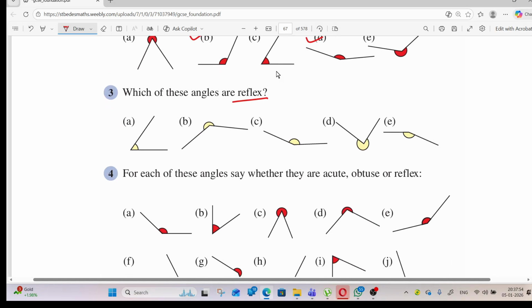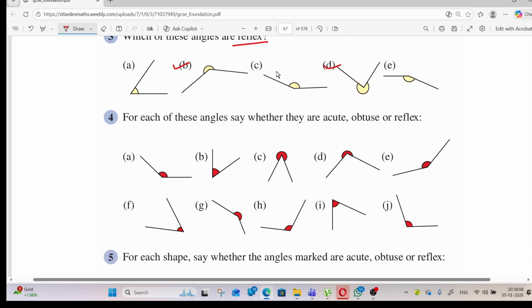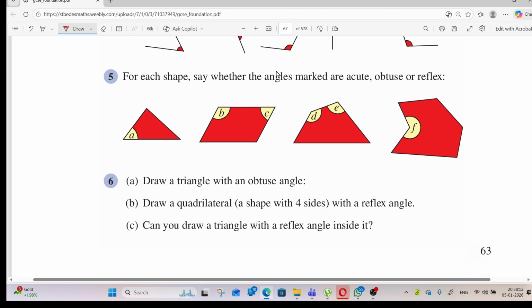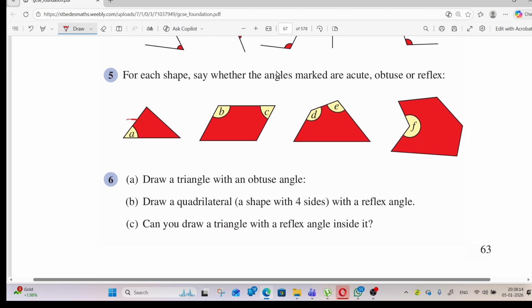Reflex. B and D. Very good. So they are more than 180 and less than 360. Okay, that's great. Now angle A. What type of angle is it? Is it acute, obtuse, or reflex? Acute. Yes, this is acute.